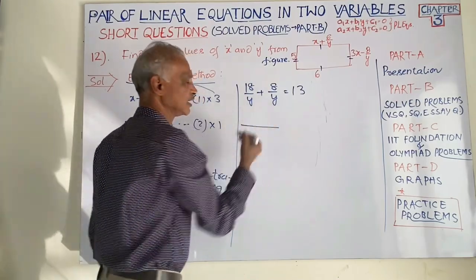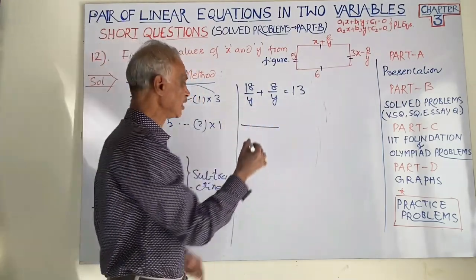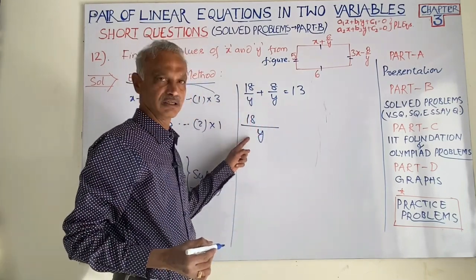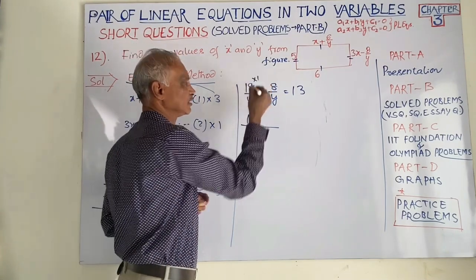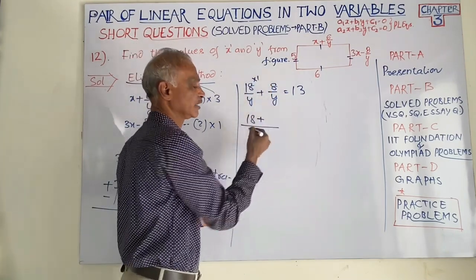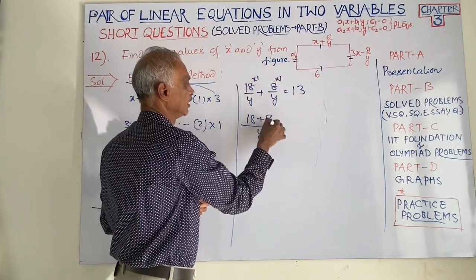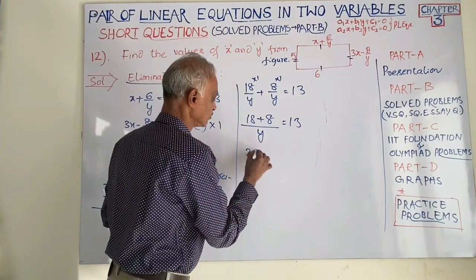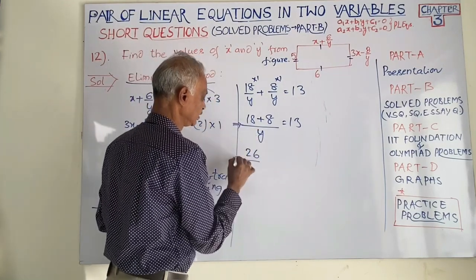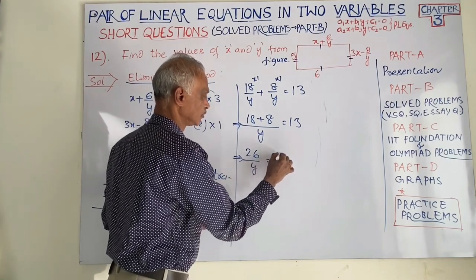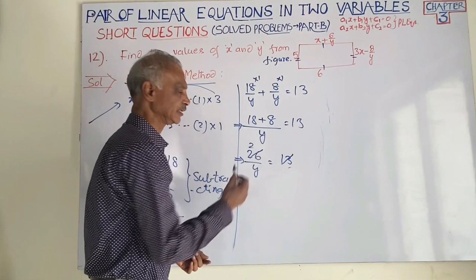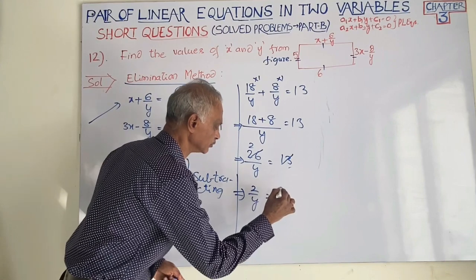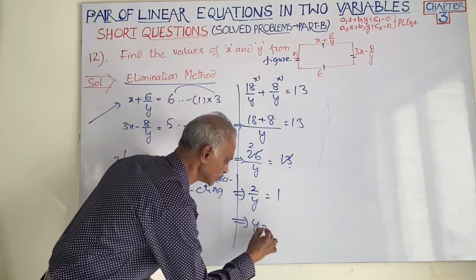Now take the LCM. What is the LCM? Y is the LCM. 18 over y times 1 stays, and 8 over y times 1 stays: 18 plus 8 is equal to 30 over y. You see 18 plus 8 is 26. 26 by y is equal to 30. 13 ones are 13, 13 twos are 26. Next, this implies 2 by y is equal to 1. You will get y is equal to 2.